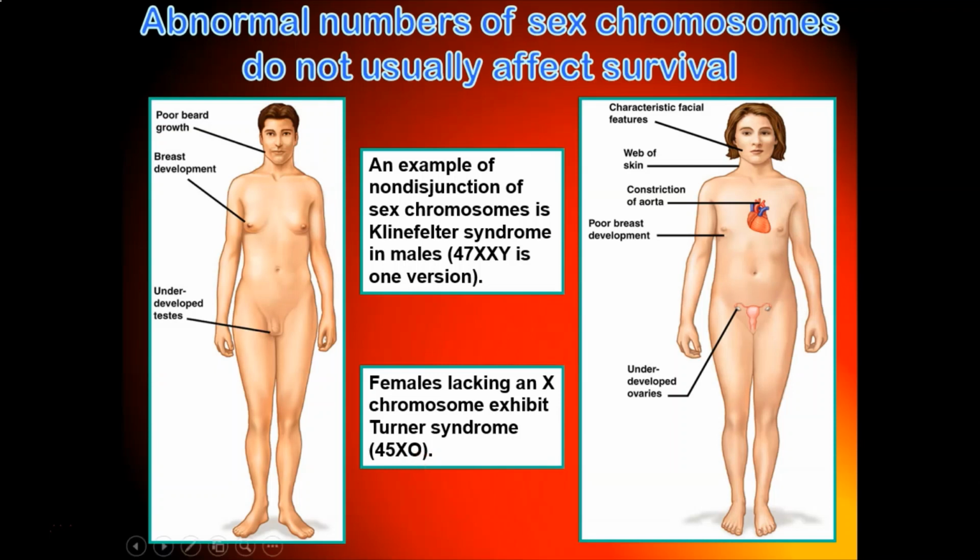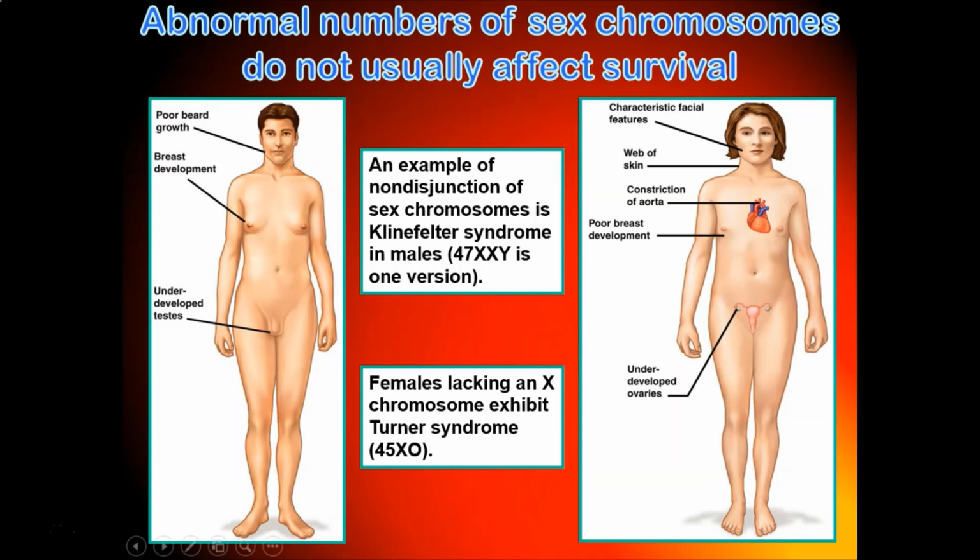And again, she's okay. She has some characteristic features, okay? Little web of skin here. Sometimes it has a little bit of a squarish or a masculine look to it. Constriction of the aorta. Okay, well, that's not good. So that can lead to some complications. Again, poor breast development and underdeveloped ovaries as well.